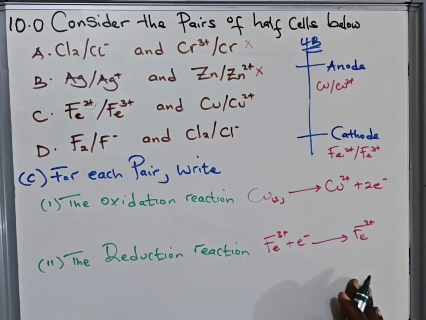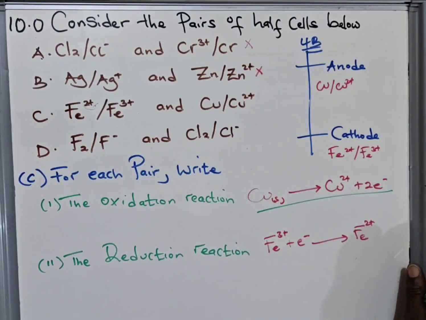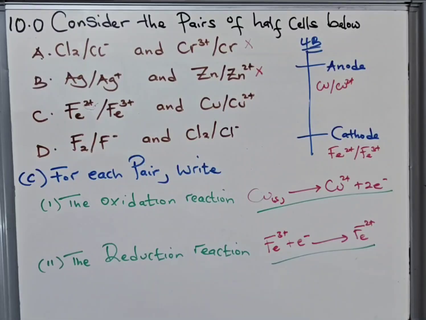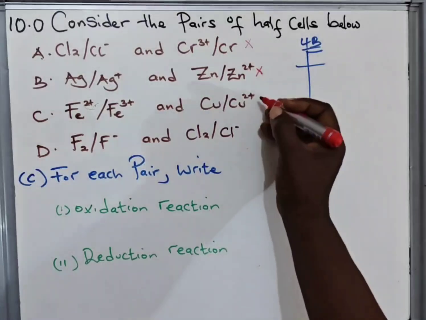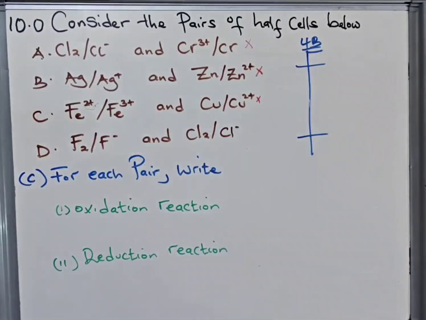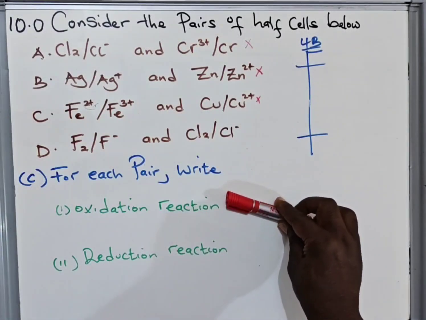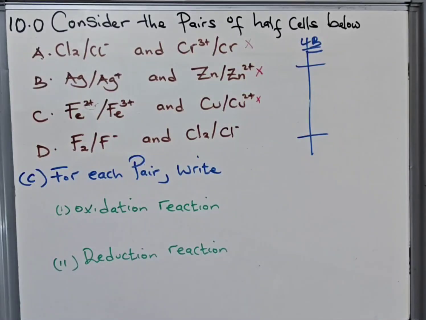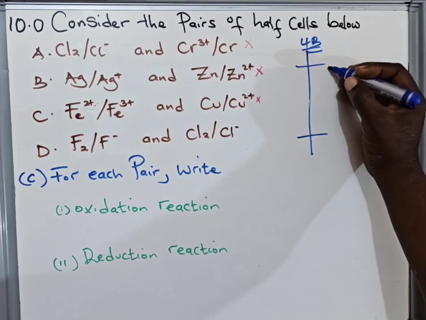Yeah, that is that. So what we have here is the oxidation half reaction, and this one is the reduction half reaction for that pair. Yeah, next is this last pair. Okay, we are supposed to write the oxidation reaction and the reduction reaction. Yeah, like we did before, we are going to make use of our table 4b.